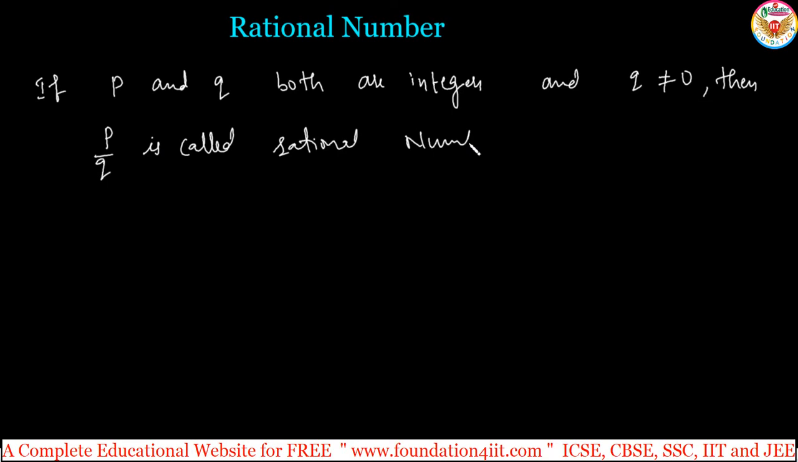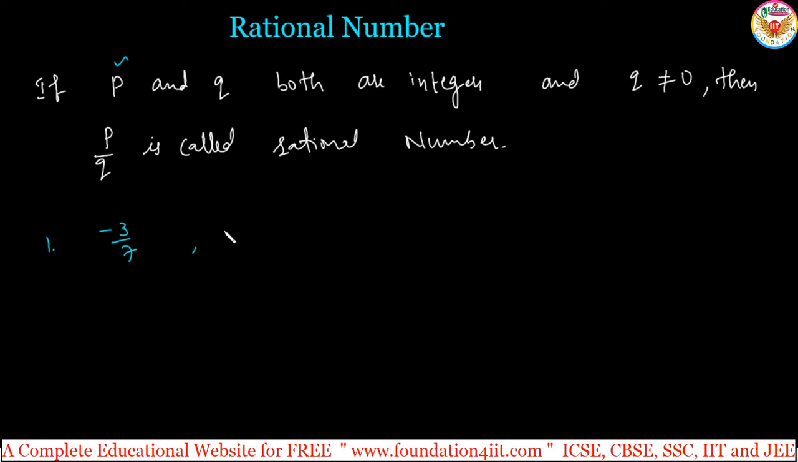If you notice, P and Q both are integers, only the denominator Q is non-zero. Say, for example, minus 3 by 7. This is a rational number because minus 3 in the numerator is an integer, Q, 7, is an integer, and 7 is not equal to 0. So minus 3 by 7 is a rational number.